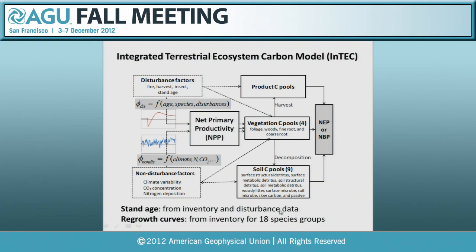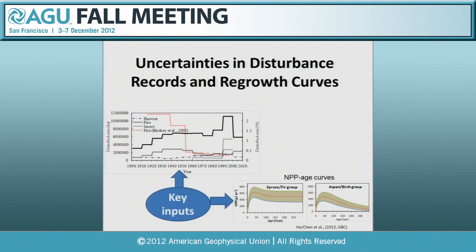In particular, we spent quite a bit of time on the regrowth curve for 18 species groups from the FIA data. This was published last year in Global Biogeochemical Cycles. And we also like to address the uncertainties in both disturbance records and regrowth records.